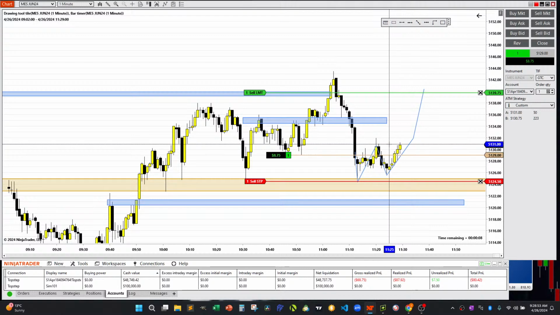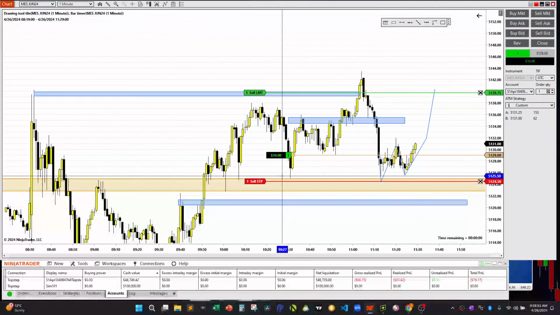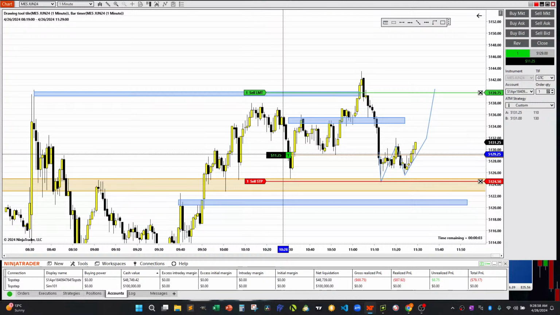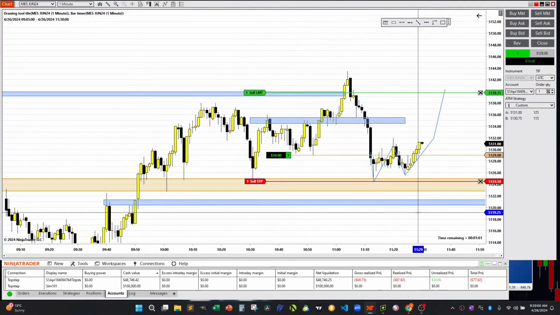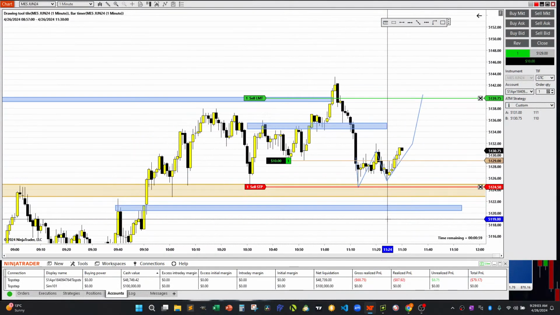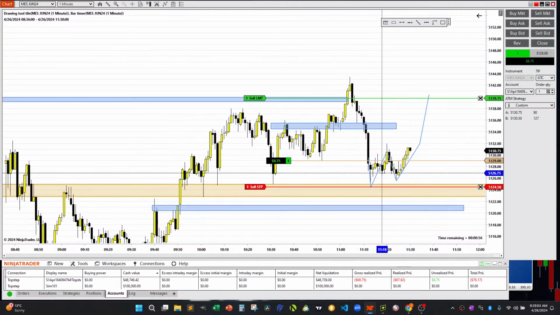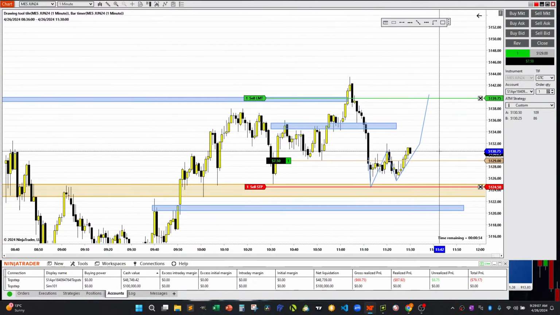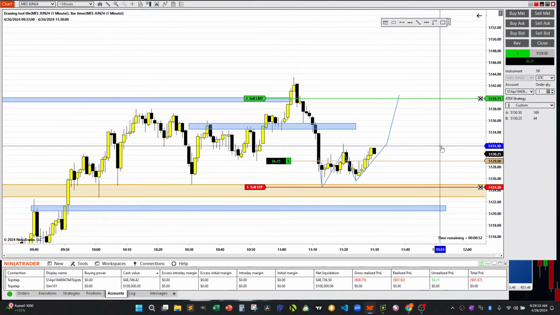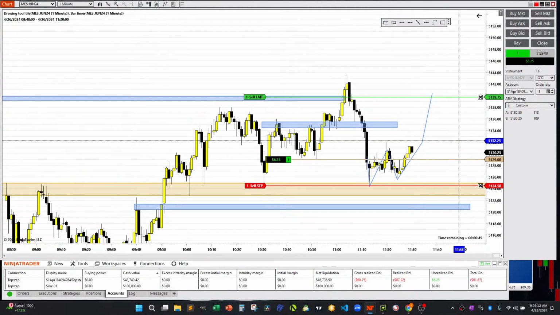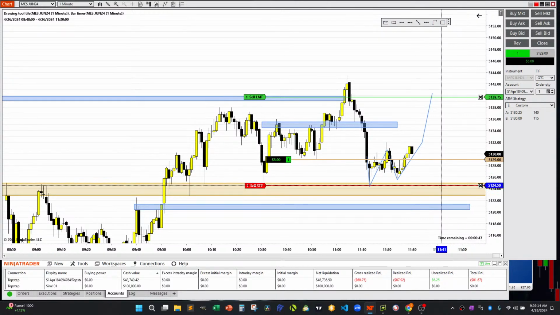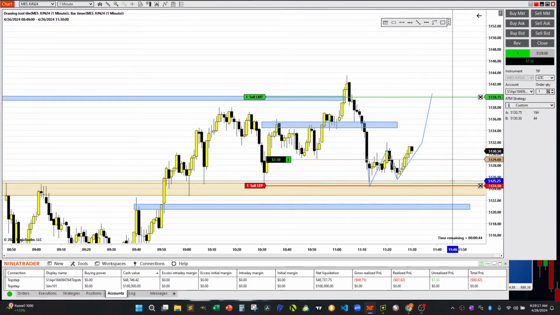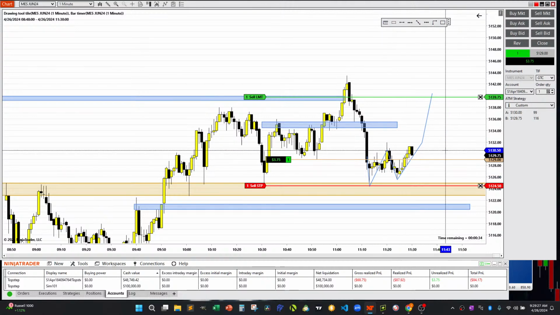And looks like a range type of day so far. So we have our established areas. It's not trying to force out one way or another from this. Does look like the buyers are keeping control of the range. I have to break this high to see some momentum come in.